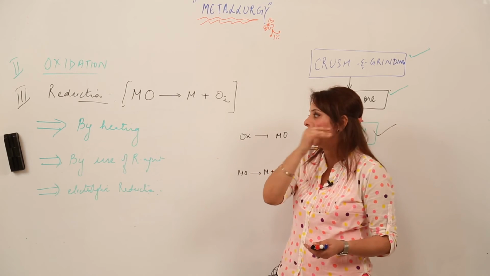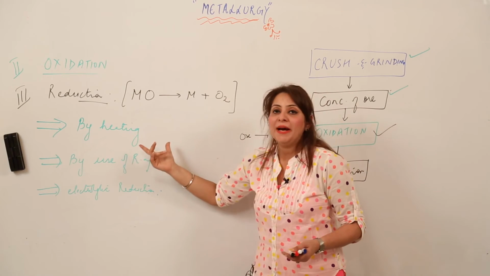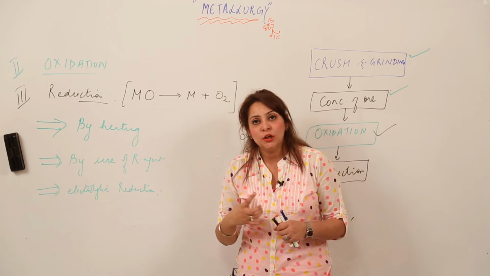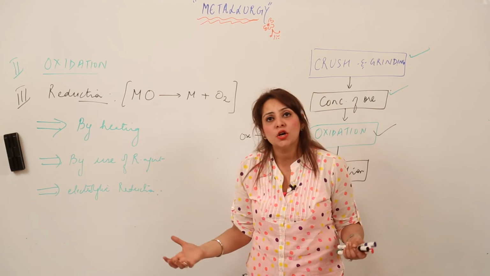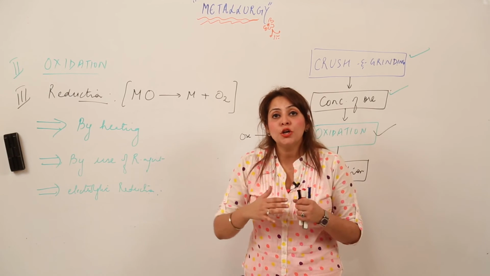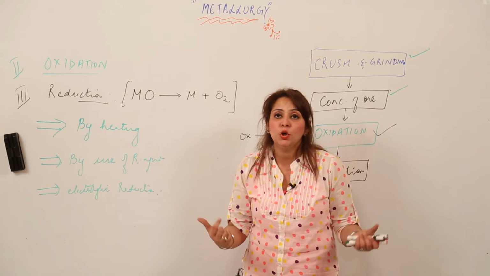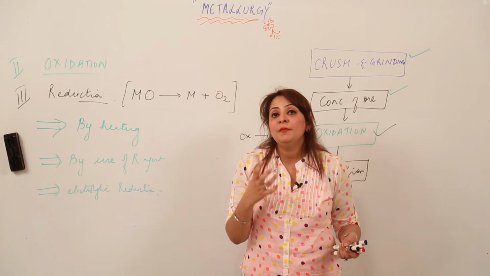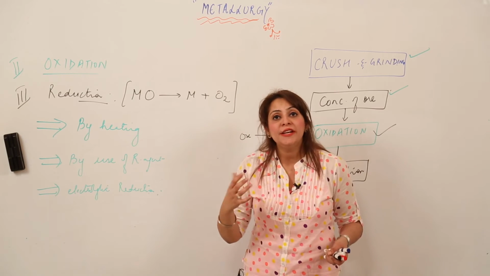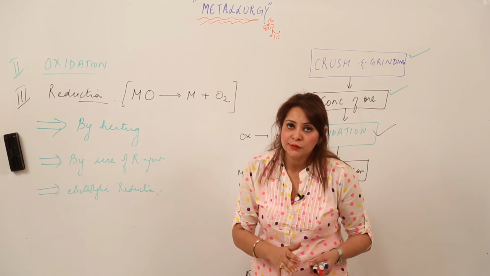So you need to be well versed with this question. Again, just look at the board. The first method is by heating. If we have a certain metal oxide and we can separate the oxygen from the metal by heating, that means there is not so strong a bond between the metal and oxygen. So what kind of metals can they be? They will be metals which are not so reactive, which fall at the bottom of the reactivity series.